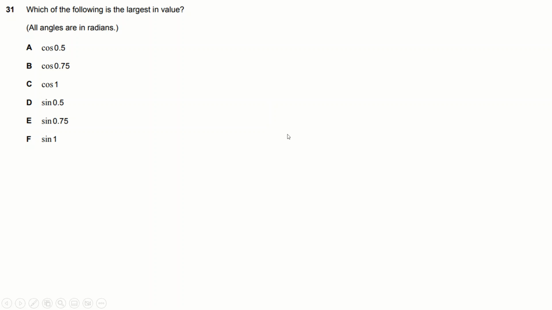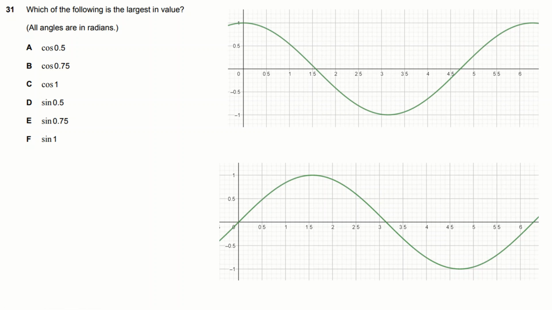Which of the following is the largest? First thing you do is sketch the sine and cos graphs. That one's the cos, this one's the sine. So what we can easily see here is that cos of 0.5 is bigger than cos of 0.75 or cos of 1. So let's eliminate them. And down here, likewise, we can see that sine of 0.5 is smaller than sine of 0.75, which is again smaller than sine of 1.